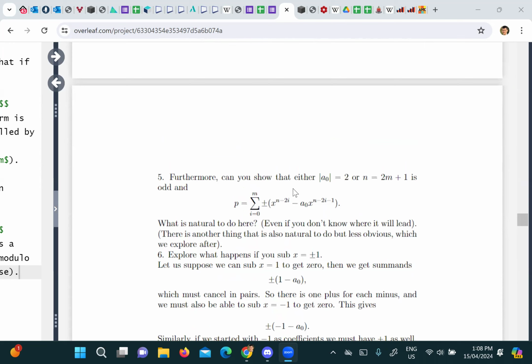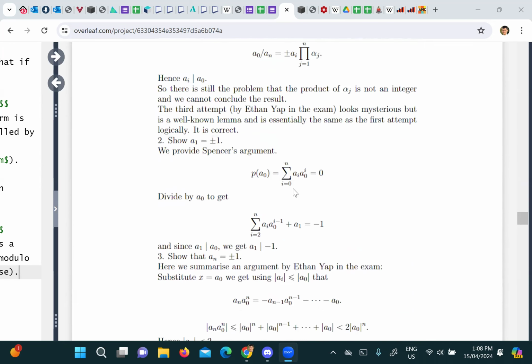And so if a1 is plus or minus 1, what we can do is keep canceling. That plus or minus 1 will either cancel with the minus 1 and get 0, or give you a 2. So if it ever gives you a 2, then a naught is a factor of 2. So basically we have two cases. Either a naught has absolute value 2, or it always cancels to get 0 every time.